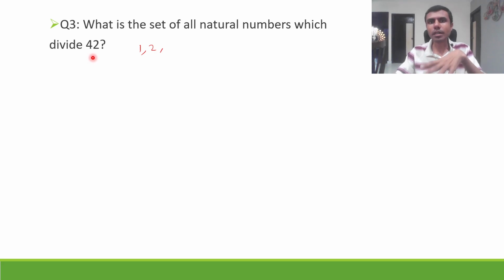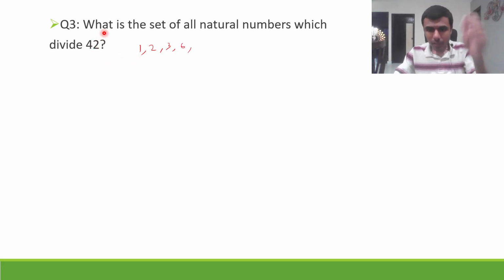What is the rule to check whether a number is divisible by 3? Just add the digits of the number. What is 4 plus 2? 6. If the sum of the digits is divisible by 3, then the number is divisible by 3. So it is divisible by 3. Is it divisible by 4? No, because it is 2 into 21, and you get an odd number. Is it divisible by 5? Obviously not. 6? Yes, because it's divisible by 2 and 3, it will be divisible by 6.